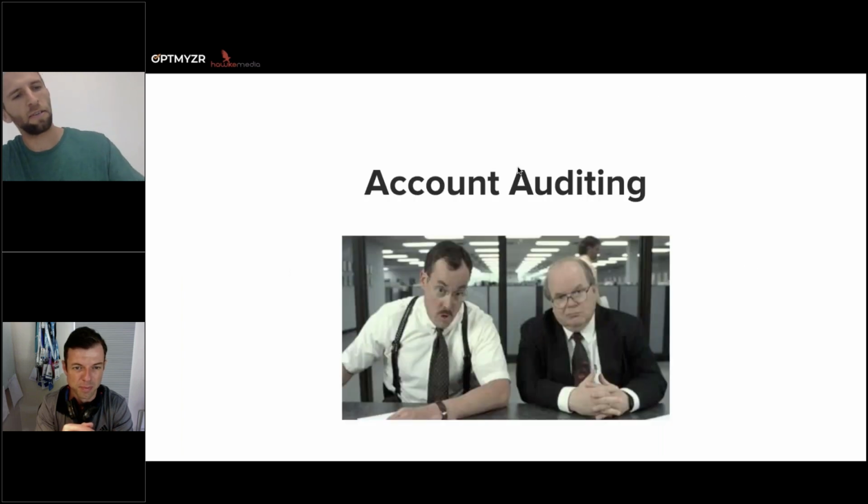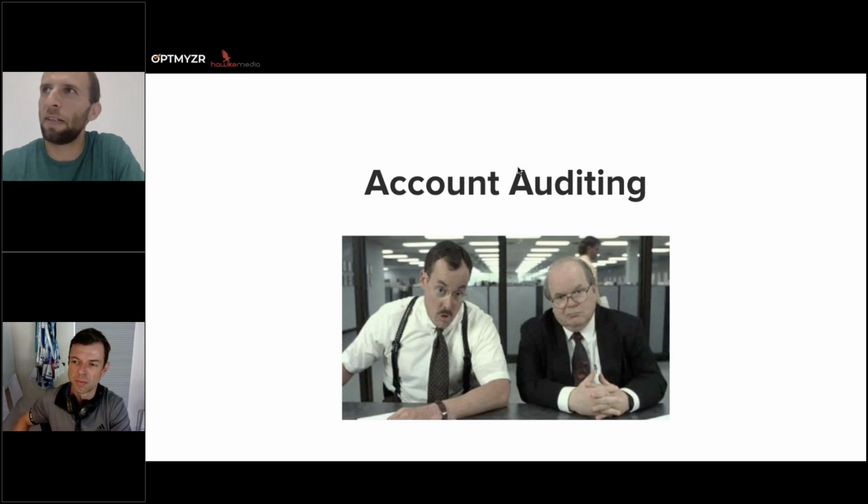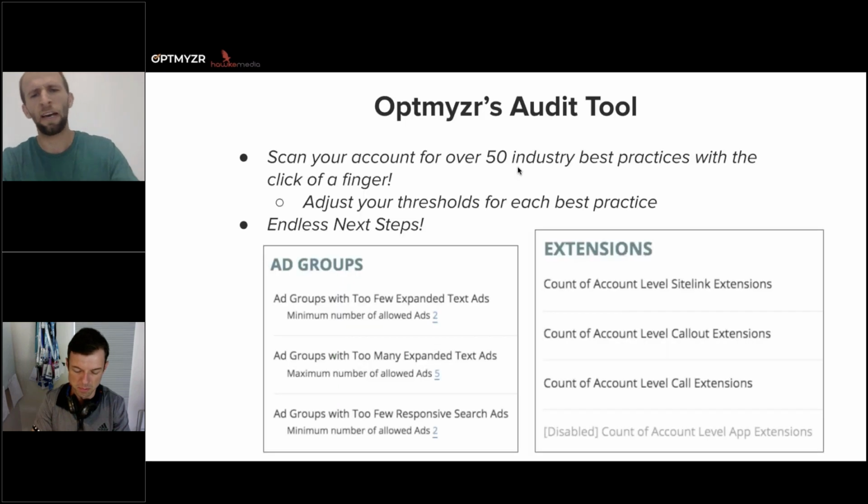Moving on, account auditing. This is one where audits can be, from the person auditing, a sales tool, etc. And there's a lot of context lost, but think of an audit as an excellent way to check your best practices. In Optmyzr, you can do that really with the click of a finger and scan over 50 best practices instantly, so that your marketer can have a number of next steps for your ad account.